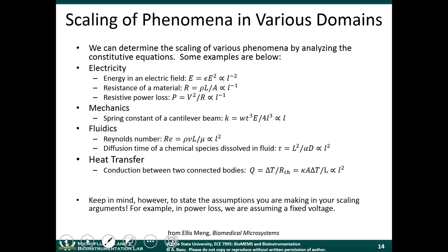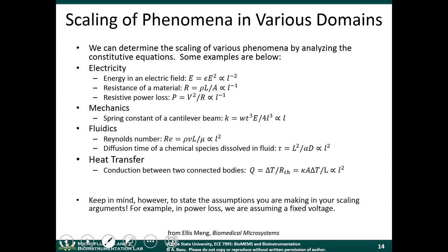The resistance of a material is rho times L divided by A. The length in the numerator has units of length. Area in the denominator has units of L squared. So this scales as L to the negative 1.